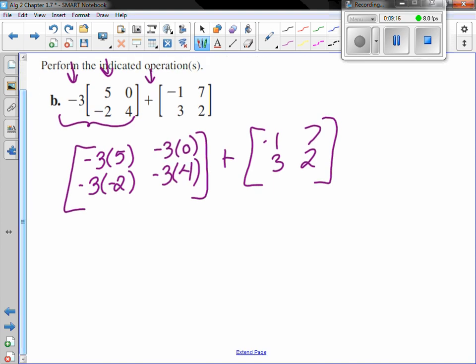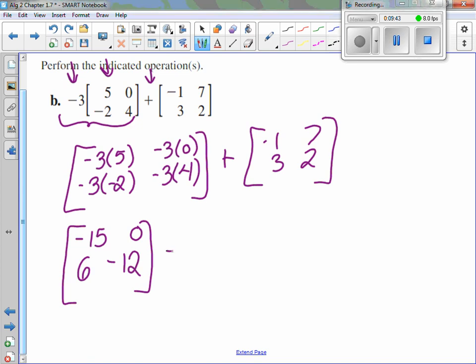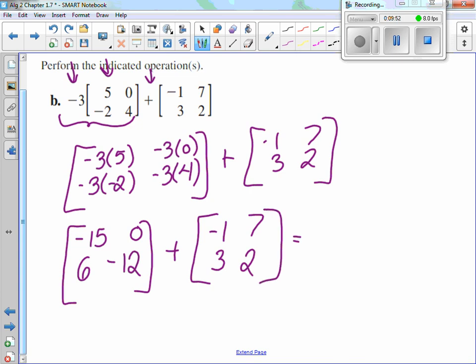Any questions on any of this so far? We good with everything so far? Yes? So we can multiply these here. -3 times 5 is -15. -3 times 0 is 0. -3 times -2 is 6. And -3 times 4 is -12. So we multiplied by the scalar first, and we multiplied it by the -3. We had -15, 0, 6, and -12.